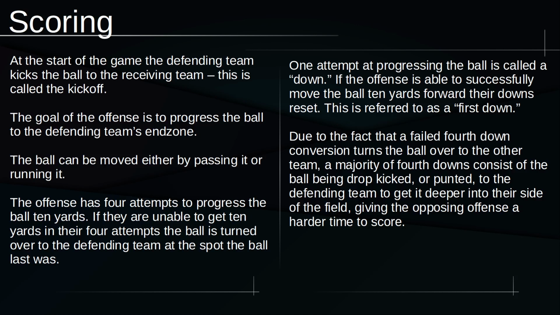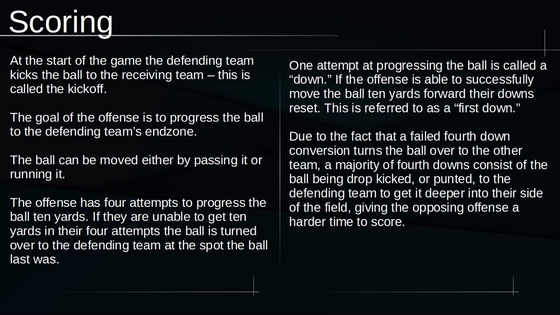So you might hear this frequently, something like first and 10. That means it's your first attempt and you have 10 yards to go to get the first down. And then let's say you progress the ball 3 yards on that first attempt. You would then say that it is 2nd and 7. And then let's say you went 6 yards. You would say it is 3rd and 1, etc.